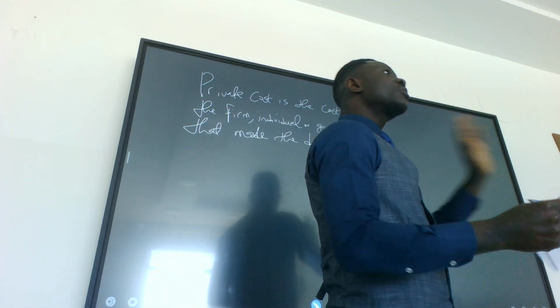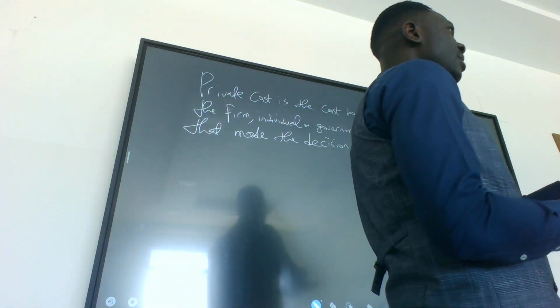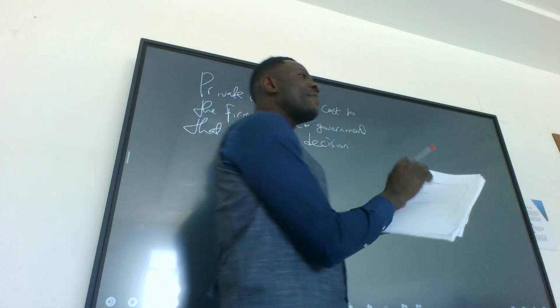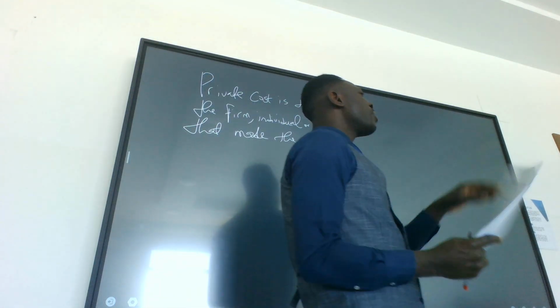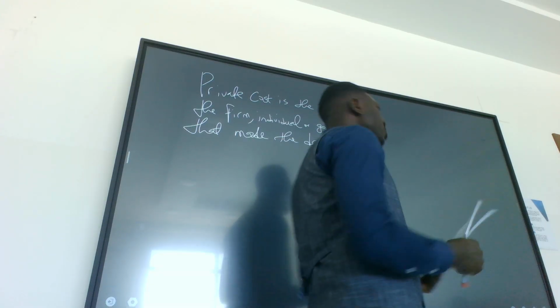The amount you pay on the solar panel is the private cost of the solar panel. Do you get it or not? Private cost is how much it costs you. Not how much it costs, but what it takes from you. That's the private cost. You know, we have social cost.